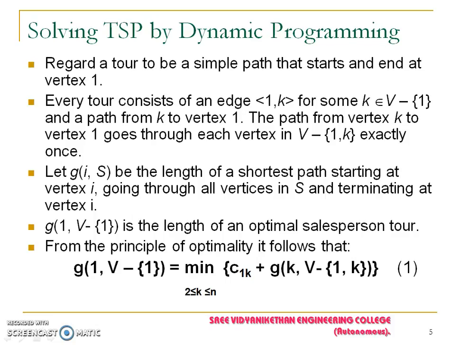Now let g(i, S) be the length of the shortest tour starting at vertex i, going through all the vertices in the set S and terminating at vertex 1. Then g(1, V minus 1) will be the total length of the optimal tour. Following the principle of optimality, g(1, V minus 1) is equal to the minimum of C1k plus g(k, V minus {1, k}), where k varies between 2 and n. Let us call this equation 1.